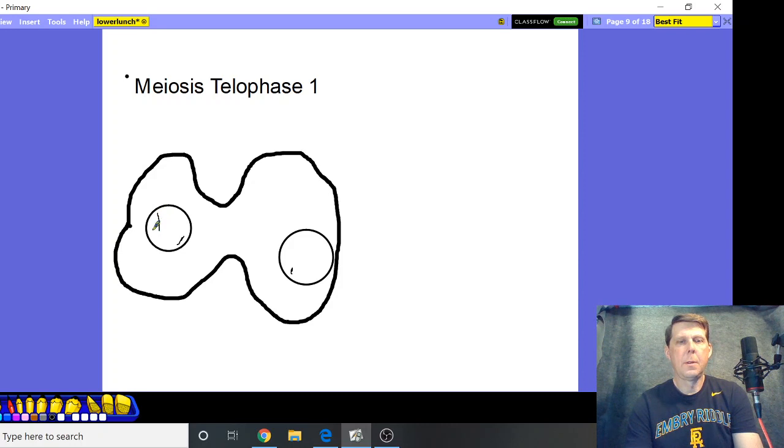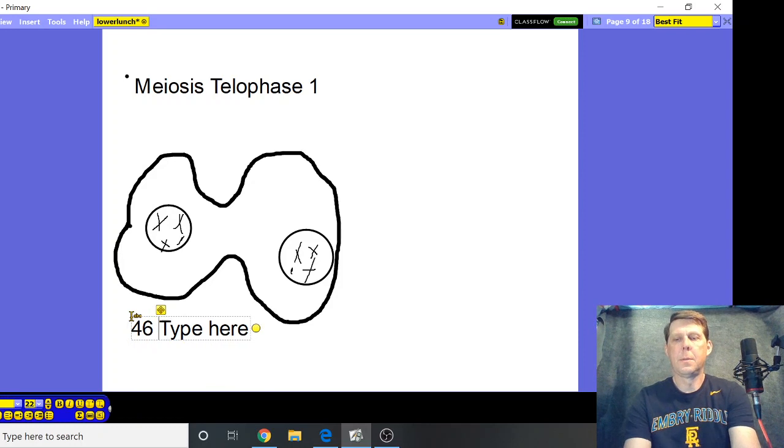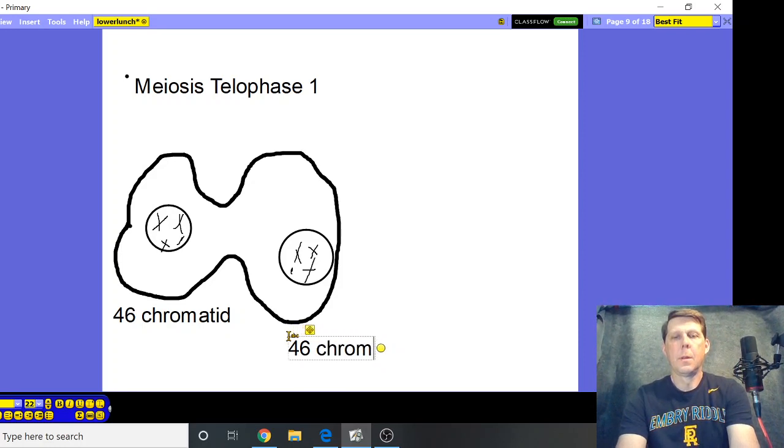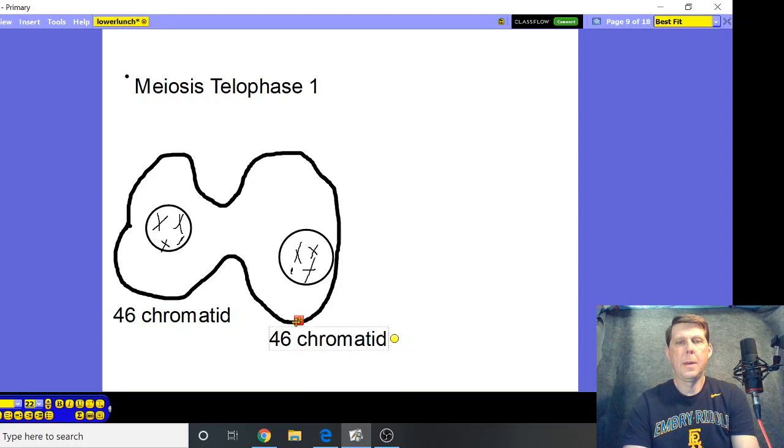And we'll put a nucleus over here. Full X's over here. Okay, on this side, we have 46 chromatids. And we have 46 over here, on that side.